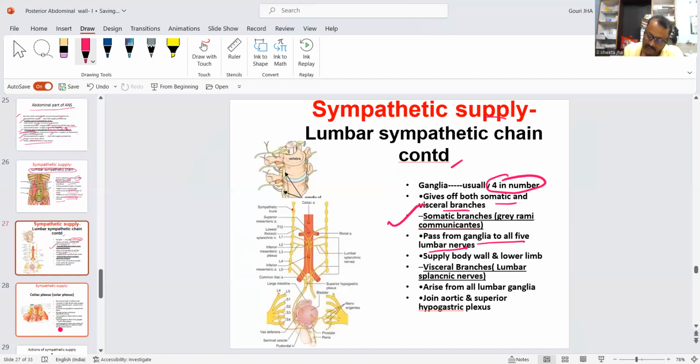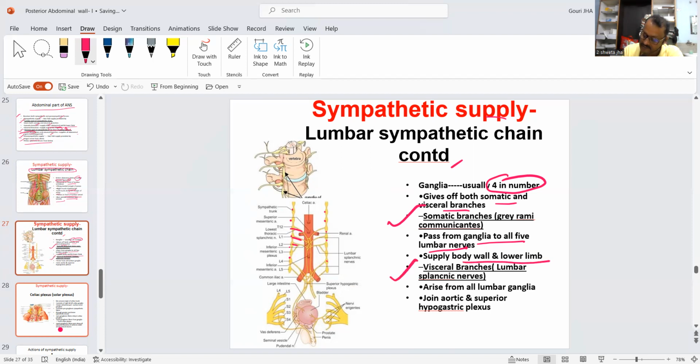So we can see the ganglion over here. From the ganglion, they will go to all 5 lumbar regions, and supply the body wall and the lower limb.